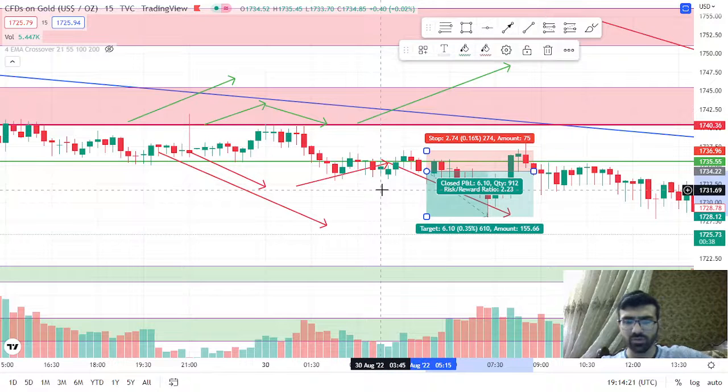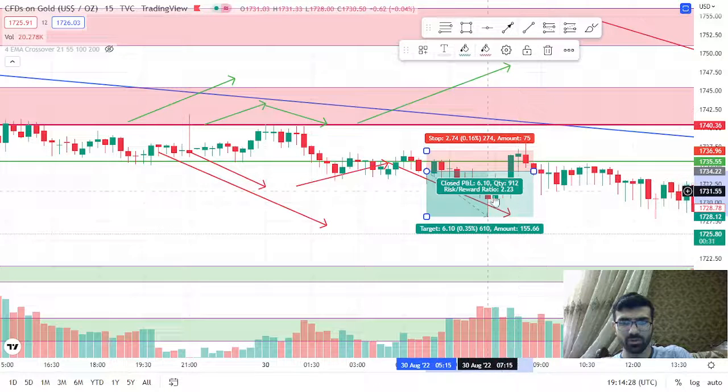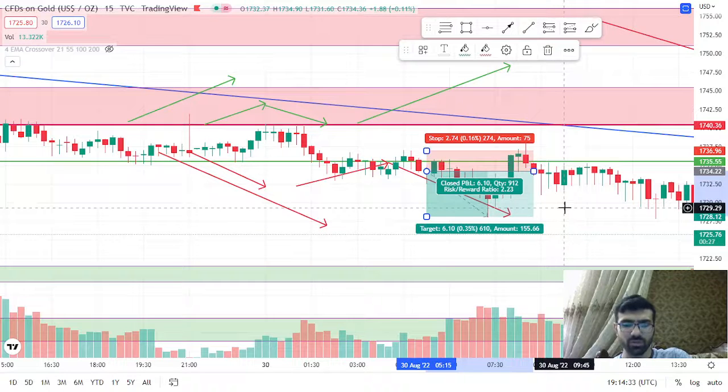So even if we would have hit one of our stop losses, still we would have covered that in the very next trade, which is the end. We would have made a profit of 2.2%. So overall we would be in 1.2% profit.